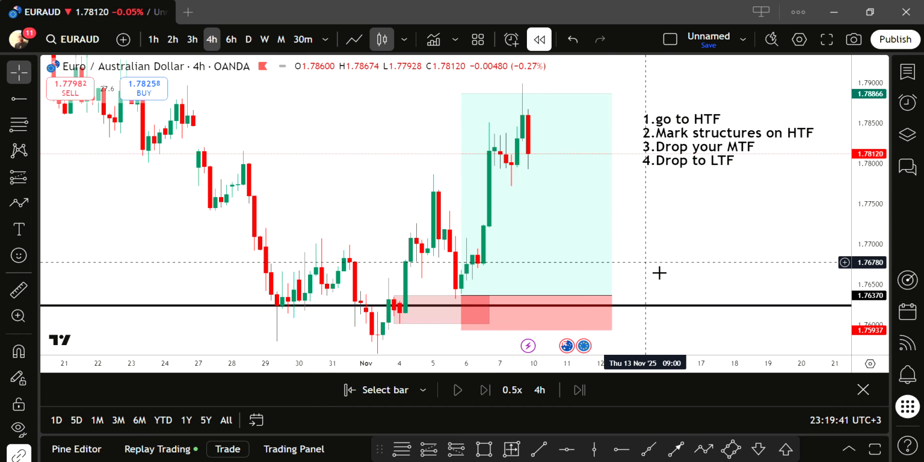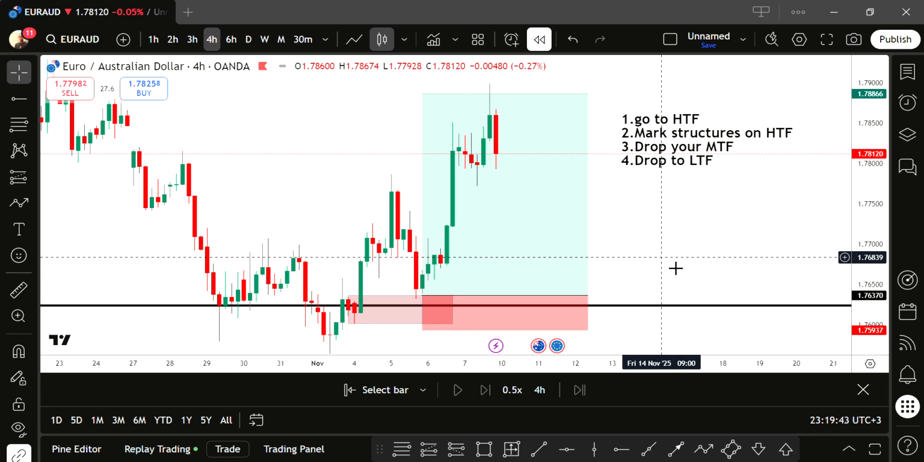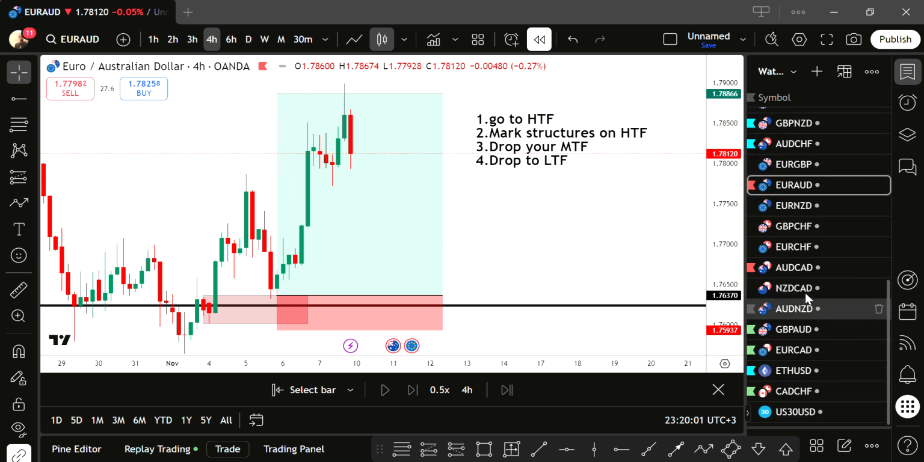I had a couple of pairs last week. I had AUD CHF, I had Euro AUD, I had AUD CAD. Then I had USL, which I've been having for now two weeks straight. All those pairs I had analyzed, and they have moved the way I had analyzed them. AUD CHF was a sell. AUD CHF and AUD CAD.